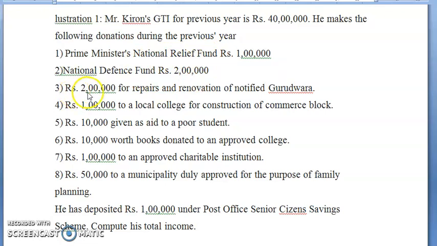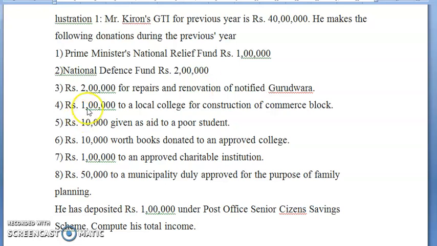Next one, rupees 2 lakh for the repairs and renovation of a notified Gurudwara. Now what is this notified Gurudwara? This item won't come under without limit donation, but it will come under with limit donation. Under those 6 items, there is one item called religious importance or historical importance. For that, if you spend any amount, you can claim it as a deduction. Rupees 2 lakh is eligible for deduction, but it is a with limit donation. Certain calculations we are supposed to do, which we'll do later.